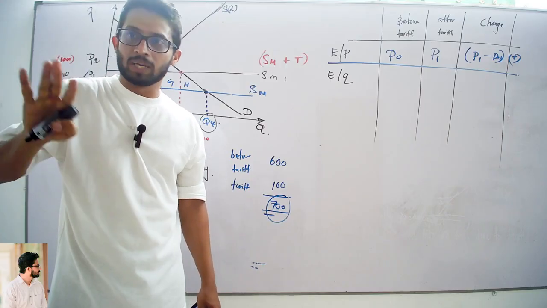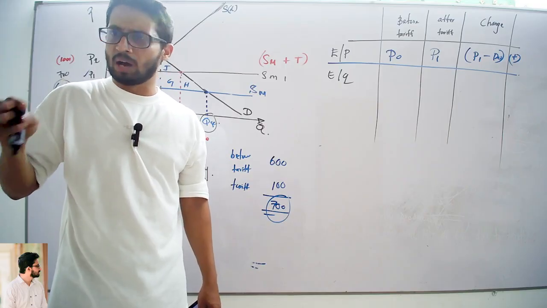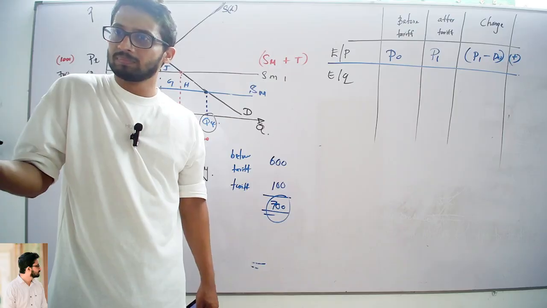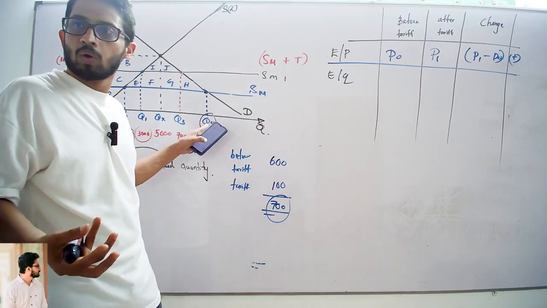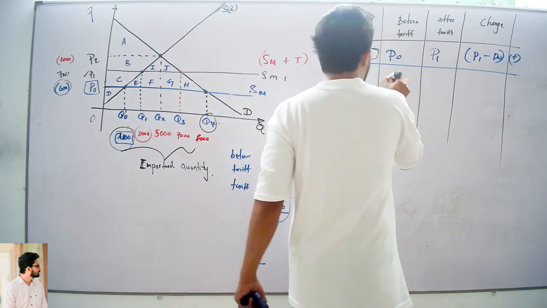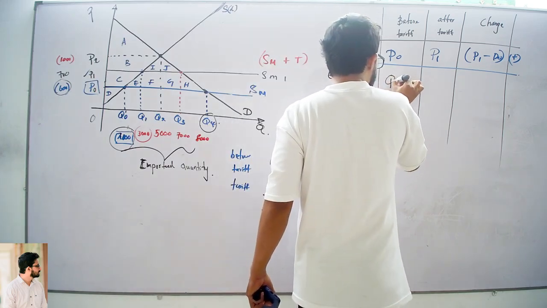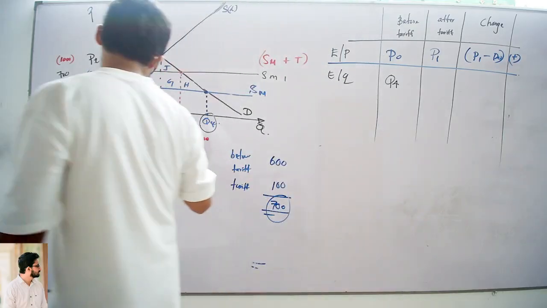It doesn't matter whether it is domestic or imported. How many units are being sold? Q4. Clear? Before the tariff, the equilibrium quantity is Q4. But there is an issue. What is the issue?